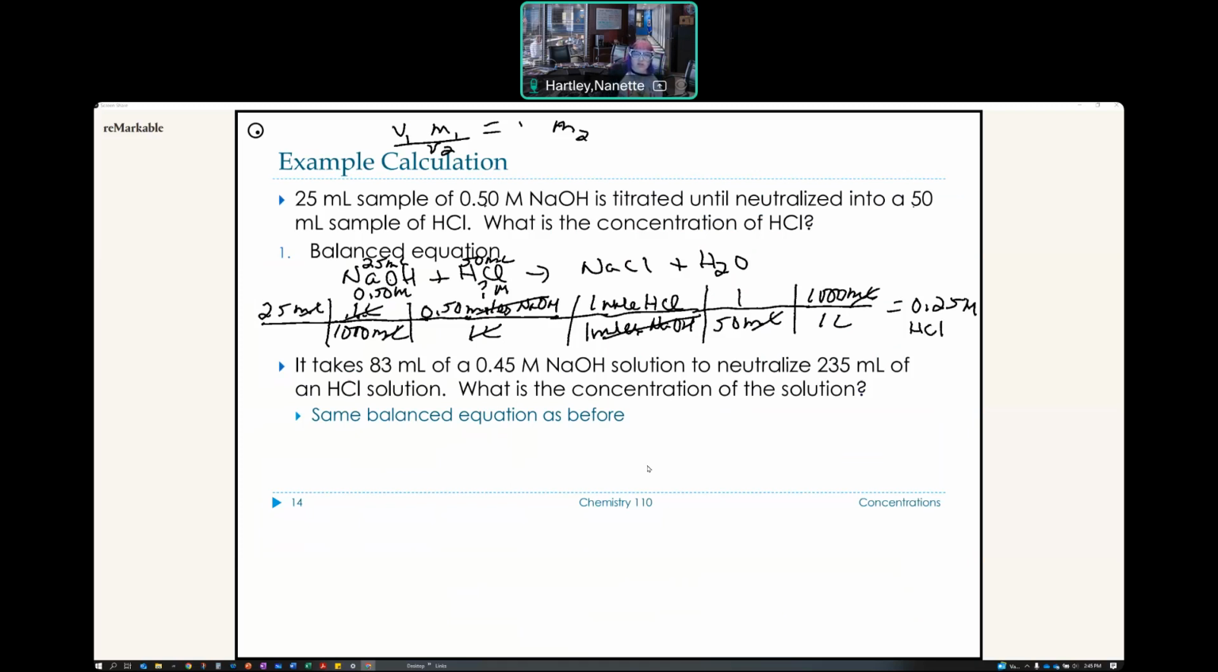In my head, if I look at the numbers that I've got, it's a 25 milliliter sample of NaOH, which is 0.5 molar. This is a 50 milliliter sample of HCl. So I would expect that if it takes 25 milliliters of a 0.5 molar, and I have a 50 milliliter sample here, then it should be half the concentration. That makes sense to me, because it's a 1-to-1 ratio between the two of them. So it should be half the concentration if it requires twice as much, or half as much of this to do.